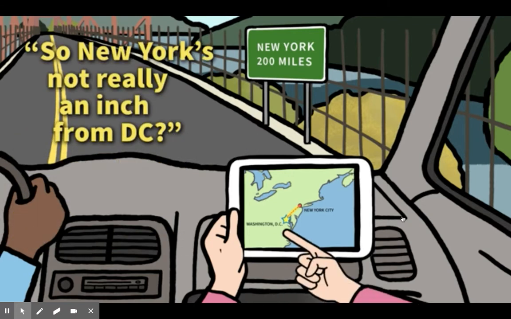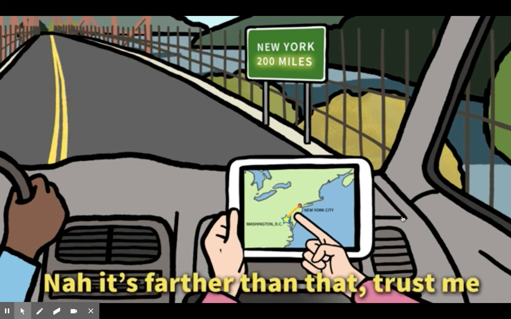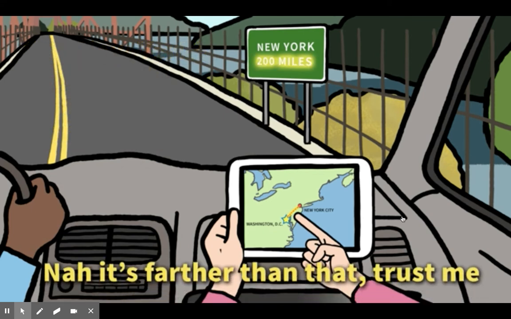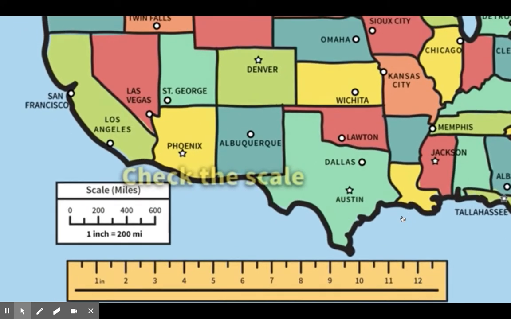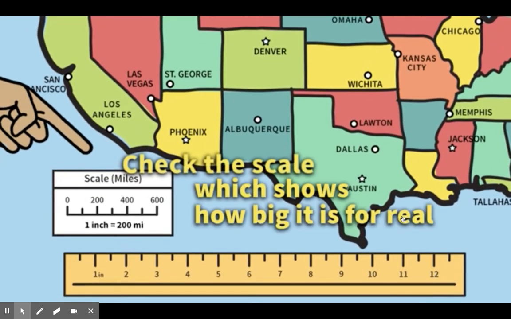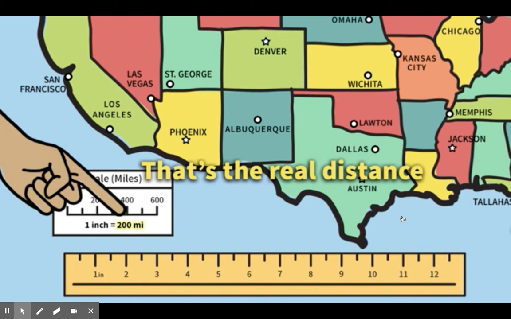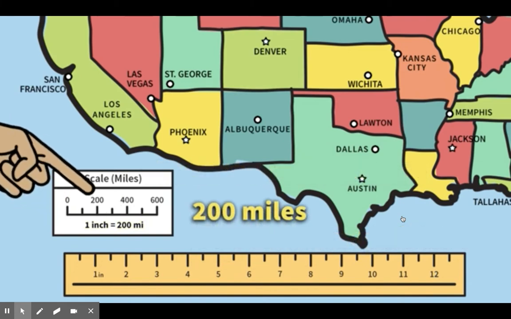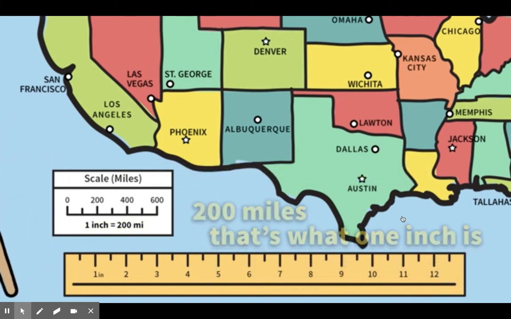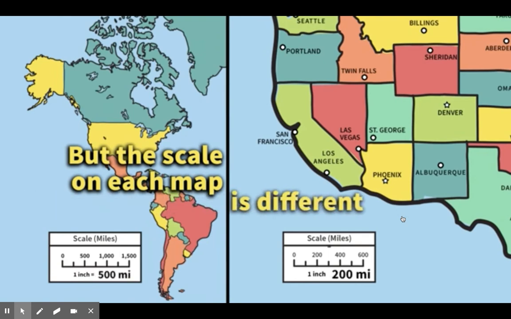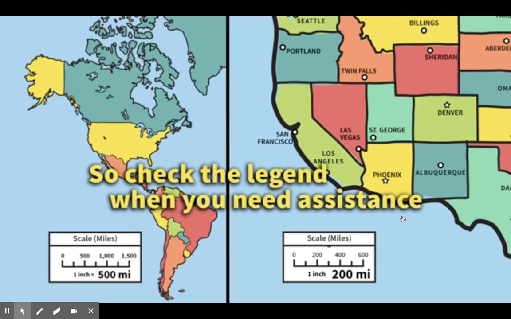Yeah, holler. Oh, so New York's not really an inch from DC? Nah, it's farther than that, trust me. What's the actual distance? Check the scale, which shows how big it is for real. That's the real distance, that's the map distance, 200 miles, that's what 1 inch is. But the scale on each map is different, so check the legend when you need assistance.